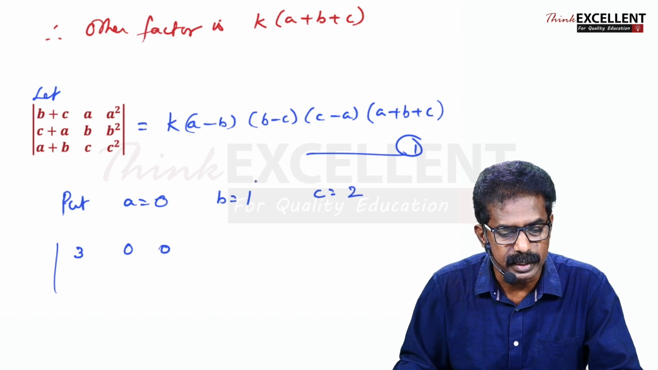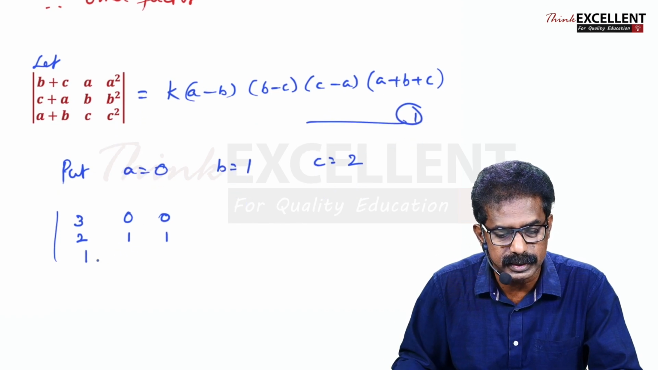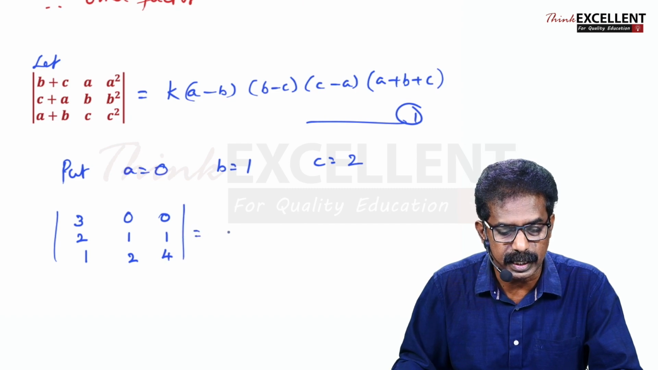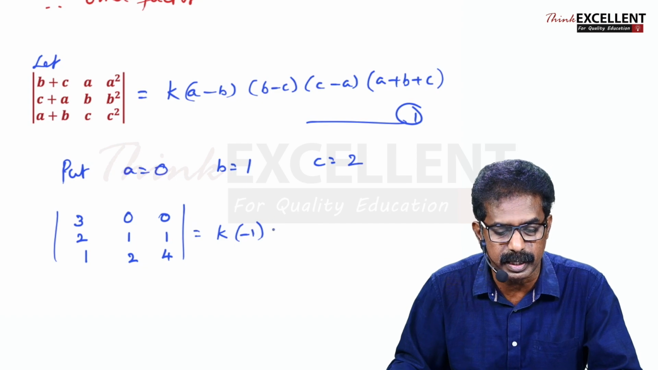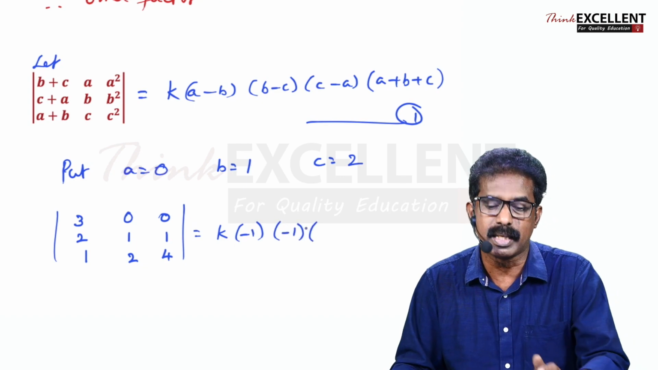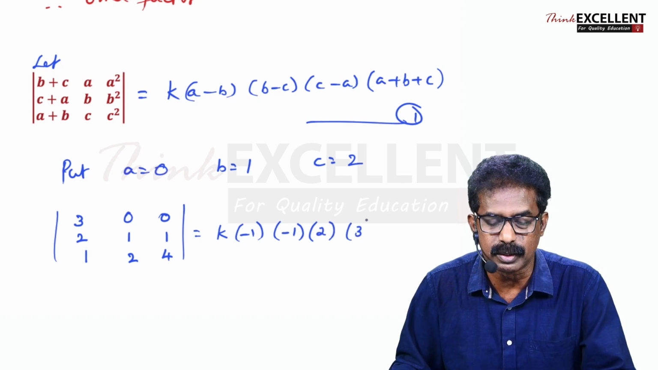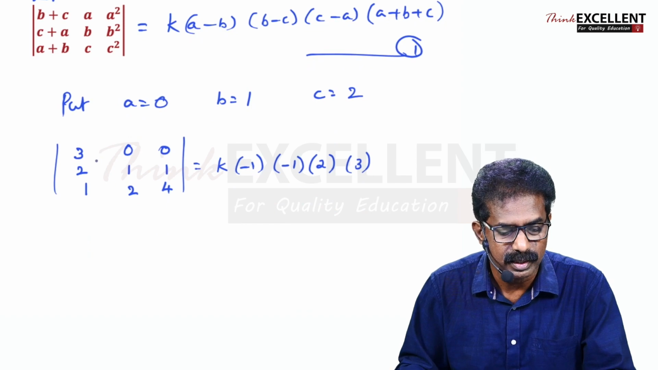Then C plus A, 2 plus 0, 2. B value 1, B square, 1 square, 1. A plus B it is 1. C is 2, C square, 2 square is 4. Equal to the right side, k into A minus B, 0 minus 1, minus 1. B minus C, 1 minus 2, minus 1. C minus A, 2 minus 0, it is 2. A plus B plus C, add everything, you are getting what? 3, right?